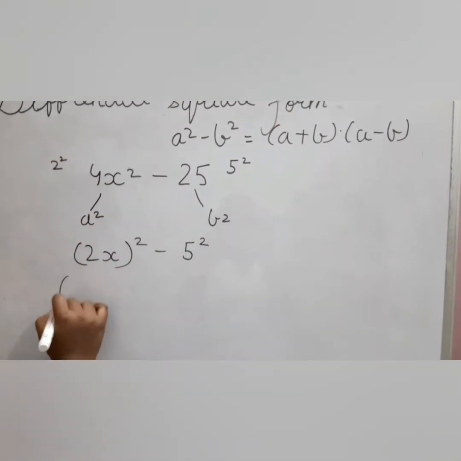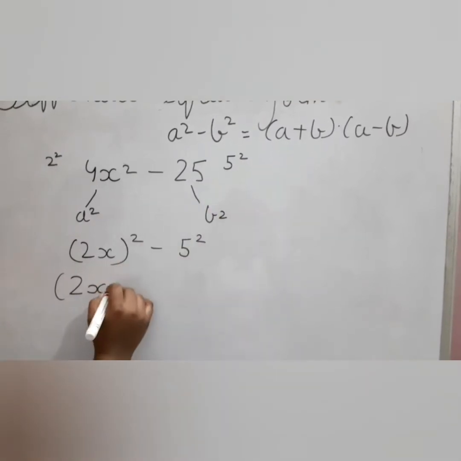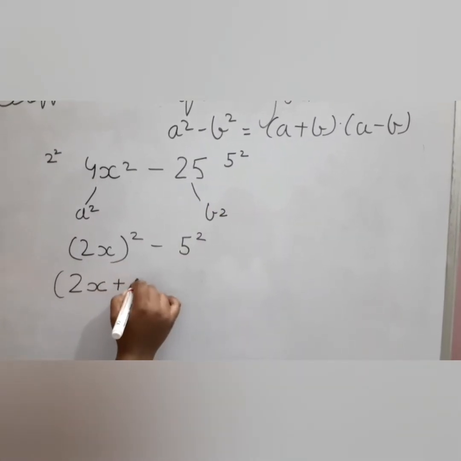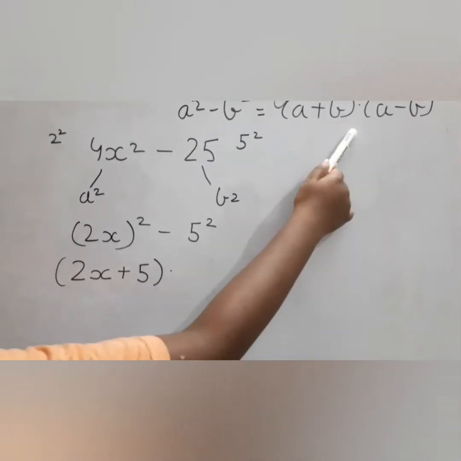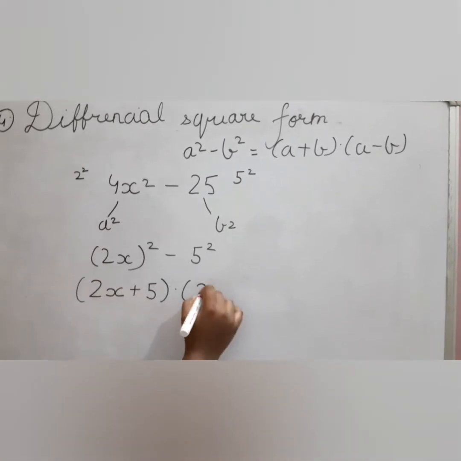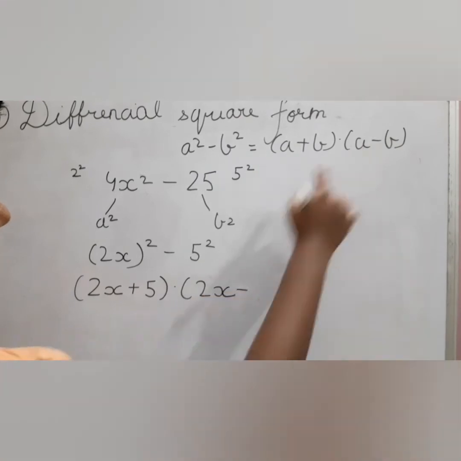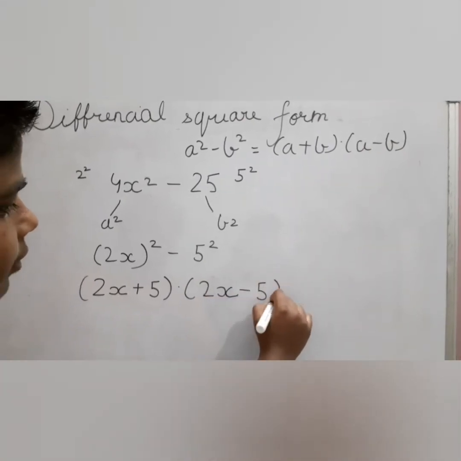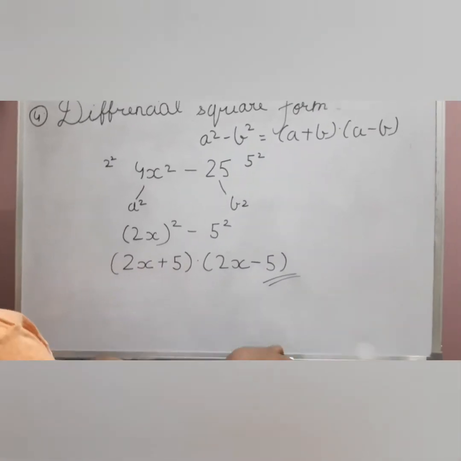Now we have the two squares and we can write it in this form. So we'll write it as 2x plus 5, then bracket close, into first term a, first term 2x minus 5, and this is our answer. Second example.